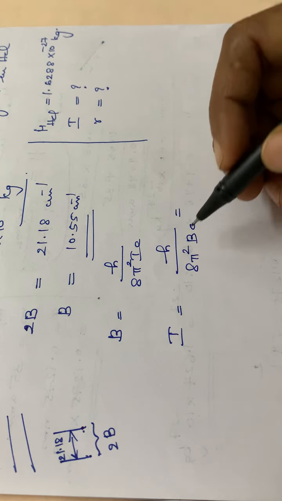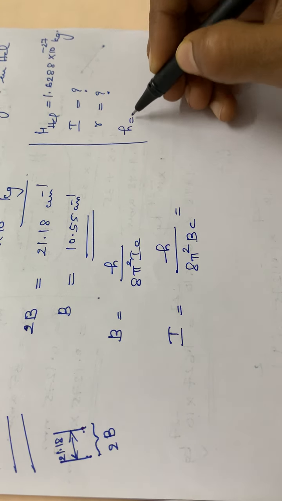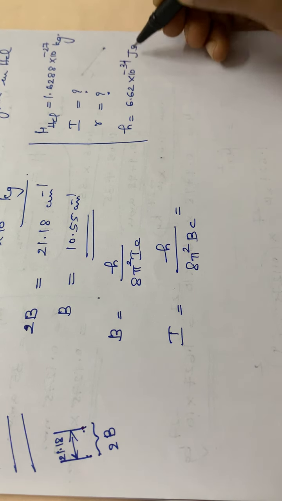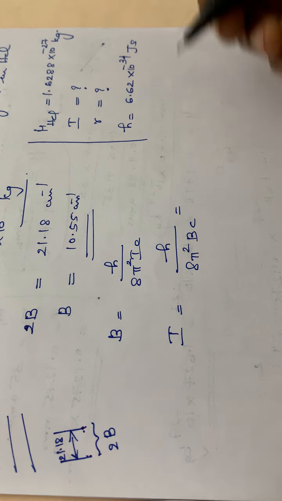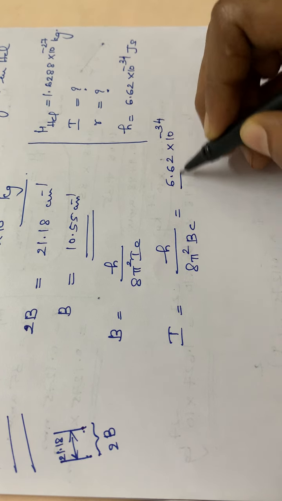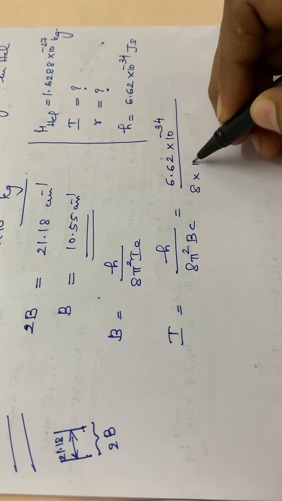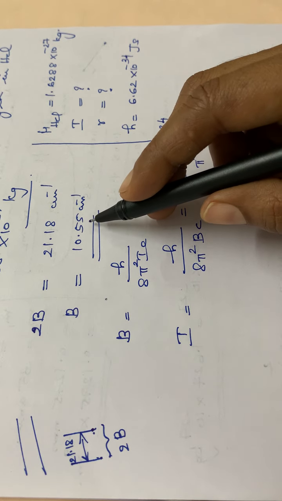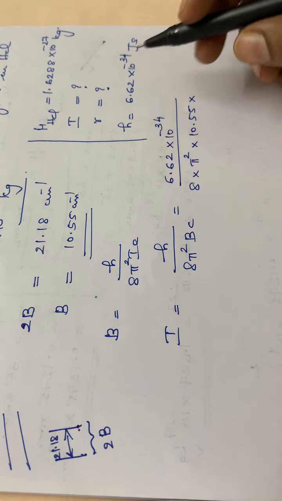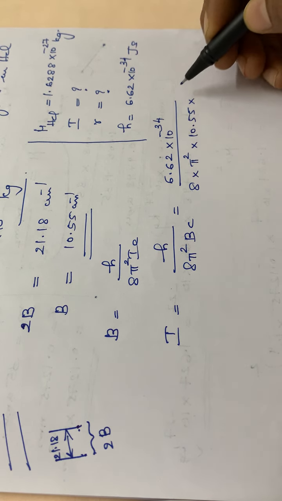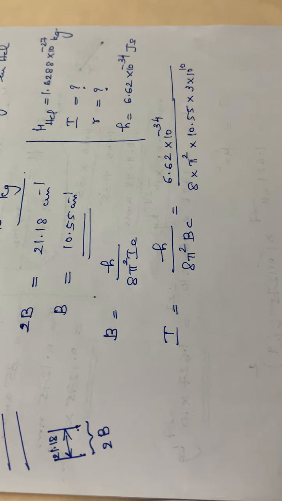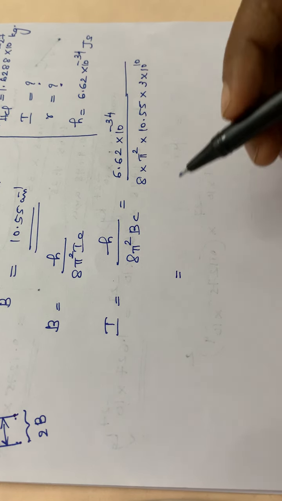That is equal to, you have to substitute the values. What is the value of h? h is Planck's constant. It is 6.62 into 10 raised to minus 34 joule second. So this will be equal to 6.62 into 10 raised to minus 34 divided by 8 into pi square into, what is B? B is 10.55 centimeter inverse into c. c means it is the velocity of light, in centimeter, it will be equal to 3 into 10 raised to 10. So this much gives the value of I.